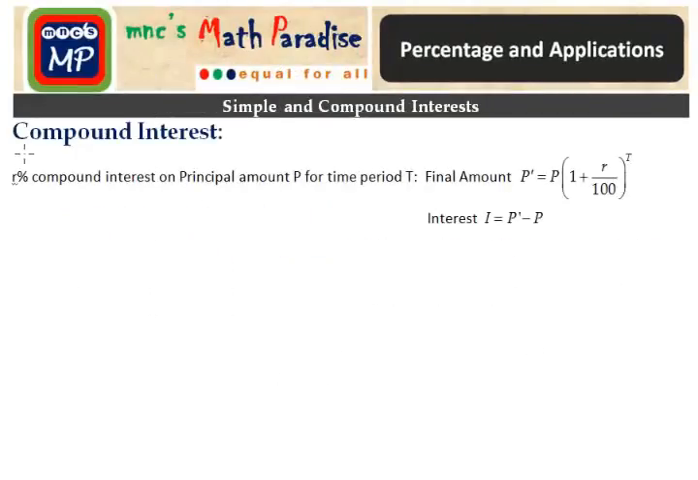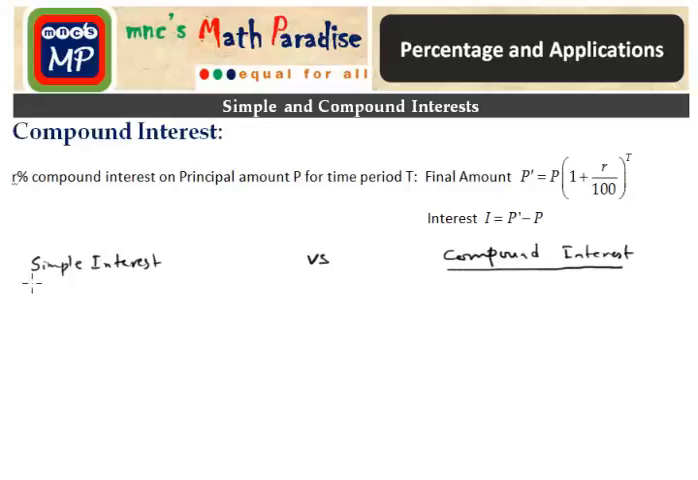Here we will learn how to calculate compound interest. So first we will start with the difference between simple interest and compound interest. Simple interest versus compound interest. With same principal amount P and interest rate R%, so it's R% per annum.